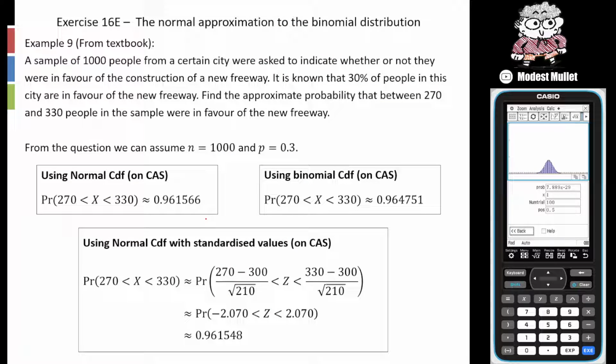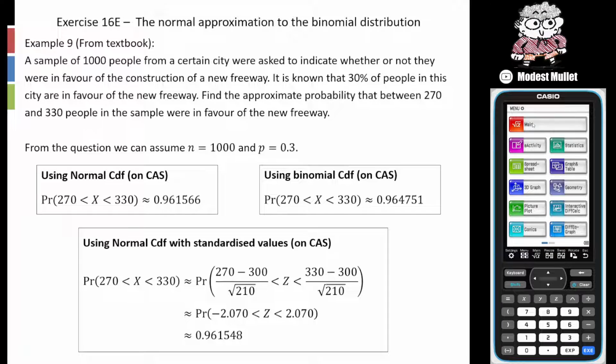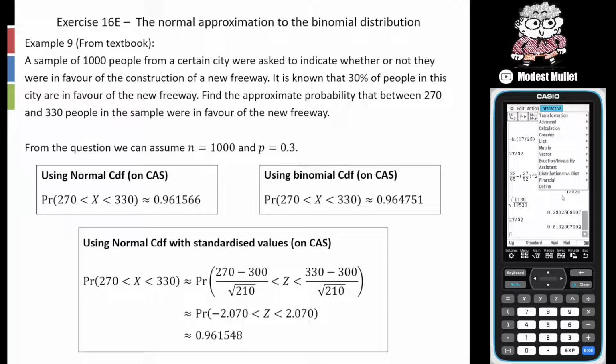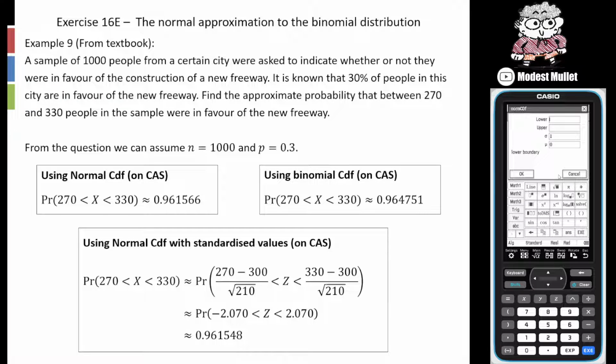Now from there, if we go back to our calc, if we go main, okay, we can now do an interactive, and we're going to do a distribution. We're going to do continuous, normal, and we want to do a CDF because we want to do a range. Okay. And our lower bound we have is 270, and it's not clicking. Why are you not going in?